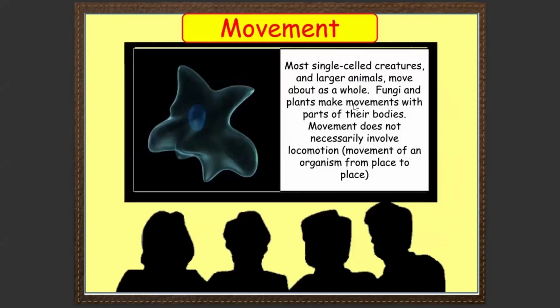Now they have mentioned the movement. Most single cell creatures and large animals move about as a whole. Like for example, this one. If you see this, what is this? It's just like an amoeba, like a cell, you can consider it. So they are saying that single cell creatures as well as large animals move as a whole.